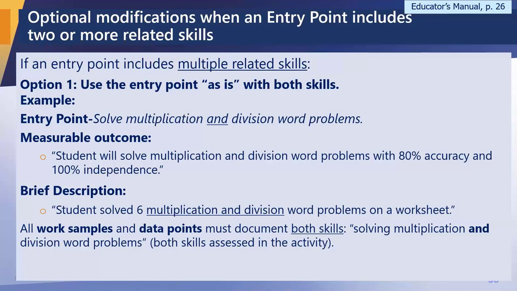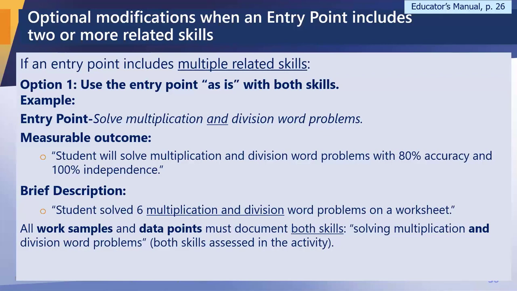So here are some options for you. And again, this is recorded. It's also in our educator's manual. You can see right up at the top of that page, page 26, if you forget this. There are a couple of options. If an entry point has multiple related skills, such as add and subtract, multiply and divide, those are considered related skills. You can use the entry points as is. We recommend that you use 99% of the entry points as is. It's fine. If you look closely enough, I'm sure you'll find what you need.